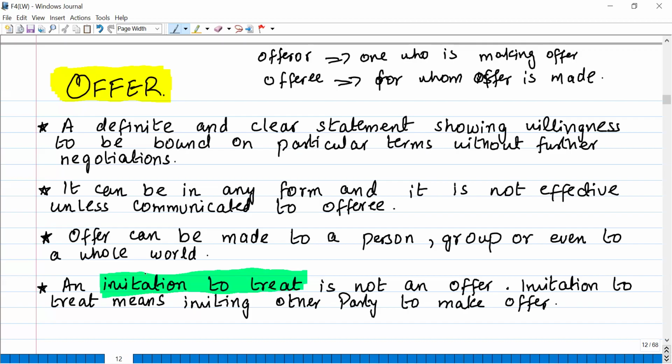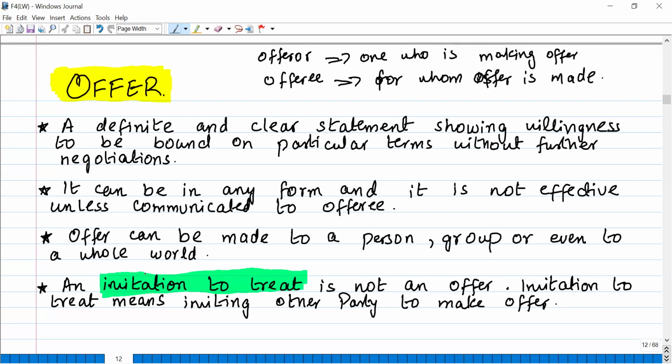It can be in any form and it is not effective unless communicated to the offeree. A very important point: an offer can be in any form. It can be written, it can be oral, and it is not effective unless communicated to the offeree. So, if you have made an offer and it is not yet communicated to the offeree, then that offer is not effective. Now, what does this second point mean? I will try to explain it in an easy way.